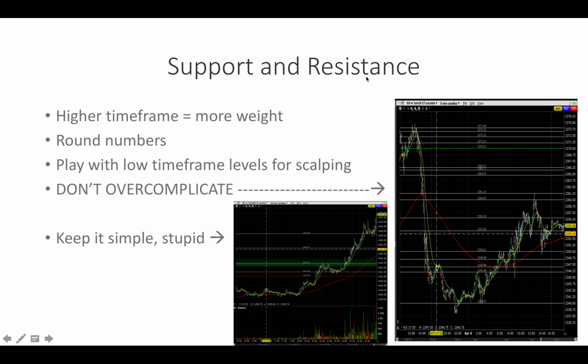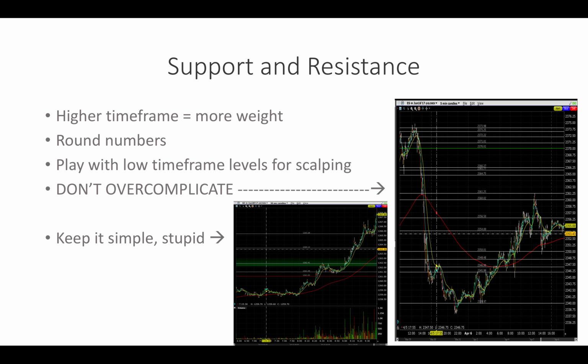So support and resistance are very important, and you want to have your support and resistance plotted on higher time frames. So when you look at the lower time frames, you know where your entry should be. These are used for entries, and good trading makes good use of support and resistance. Actually, it's the primary rotary point of good trading. So what I mean when I say higher time frame equals more weight, if it's tested multiple times on a high time frame, then it means a lot more than if it's tested like twice on a low time frame.